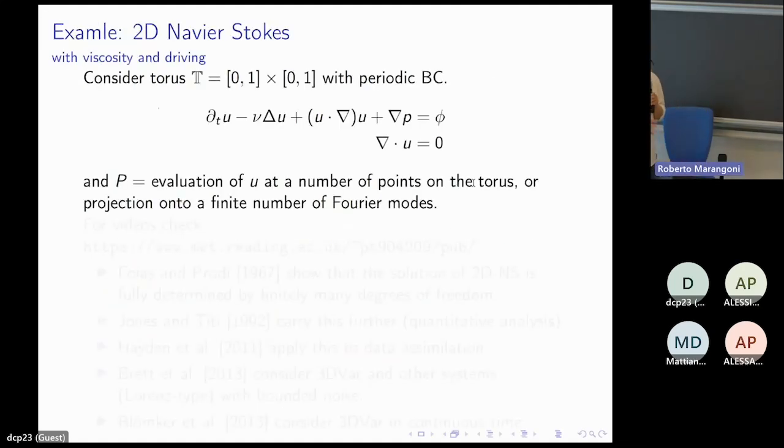Right, so here's the example I'm mainly looking at. This is 2D Navier-Stokes on a doubly periodic domain, like incompressible Navier-Stokes and with viscosity. And actually, something I'm not writing here, but which is very easy to include, is a Coriolis effect. And for this projection operator P, you could use the evaluation of the velocity field at a number of points, which for instance represent weather stations. But what is technically a bit easier is if you use projections onto a finite number of Fourier modes. So you assume that you observe basically the large scale features of the velocity field.